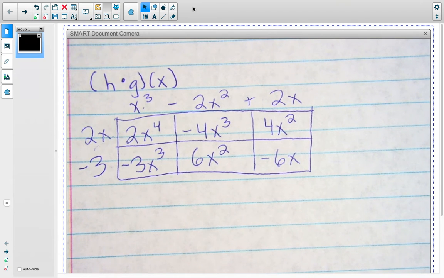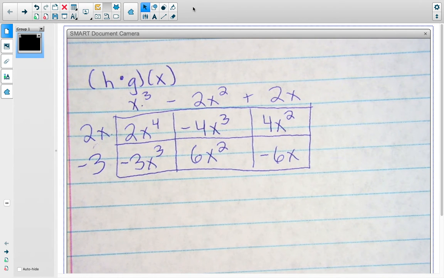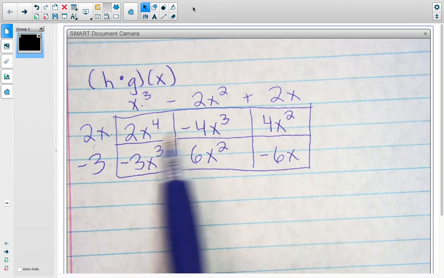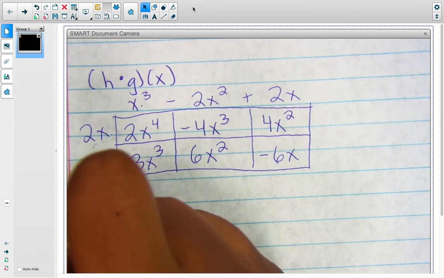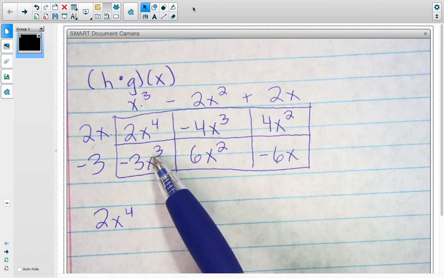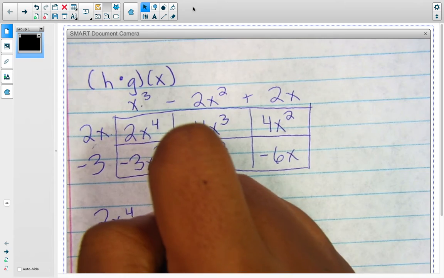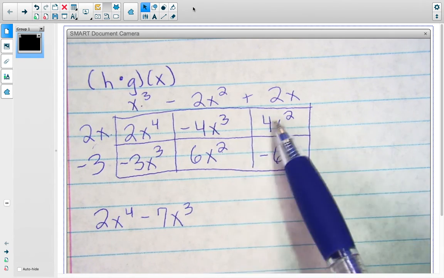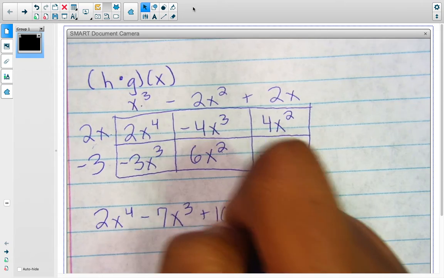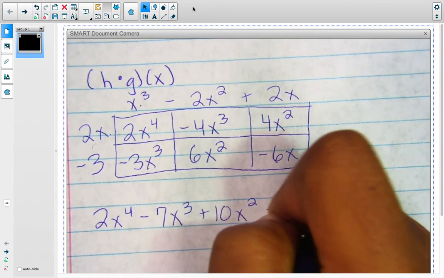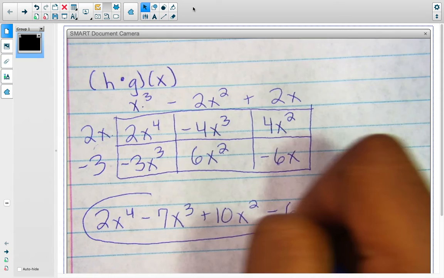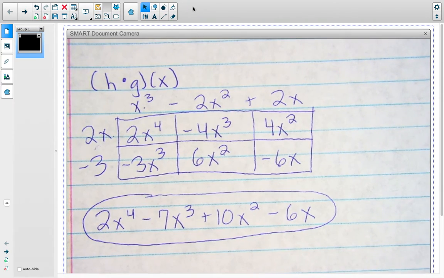We go through and combine like terms from the biggest exponent to the smallest. X to the fourth is the biggest one that I see there. There are no other like terms that go with it, so bring it down. I see some cubic terms that go together. We add these together. Negative 4 plus negative 3 is negative 7x to the third. My quadratic terms go together. 6 plus 4 is 10x squared, and there's only one linear term. So our final answer when we multiply these two functions is 2x to the fourth minus 7x to the third plus 10x squared minus 6x.